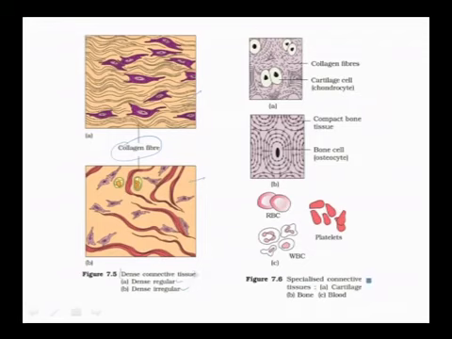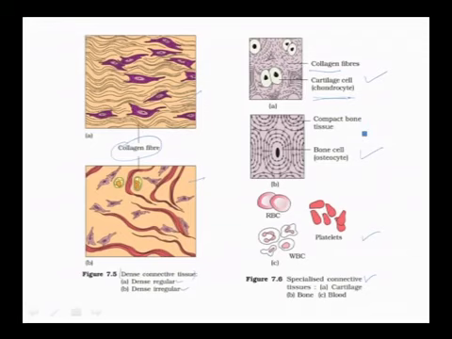Move on to the next type of connective tissue. They are the specialized connective tissues like cartilage, bone and blood. Cartilaginous tissue consists of collagenous fibers. Remember, collagen is one of the proteins which is rich in animals. The most abundant protein in animals is collagen. It is present in the matrix of the cartilage, and the cells of the cartilage are called chondrocytes.